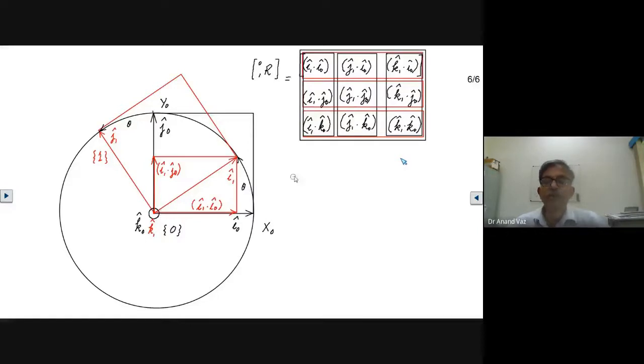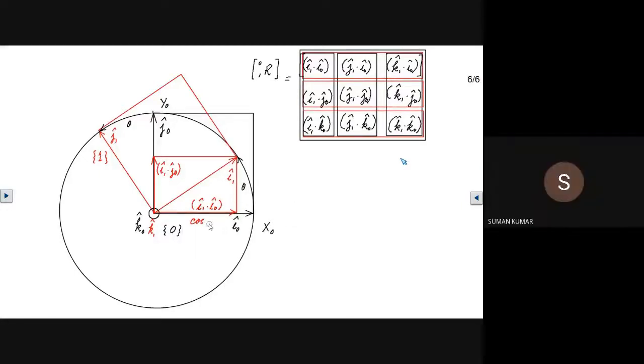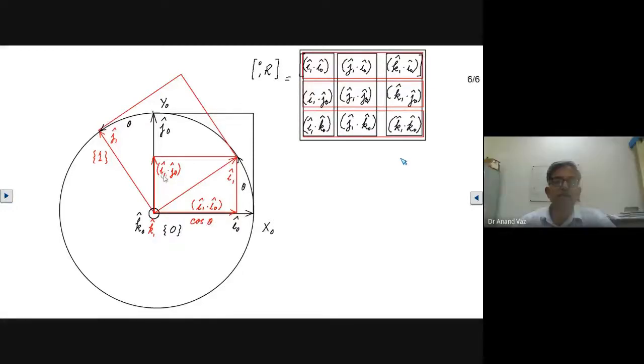Now what is I1 dot I naught in terms of theta? You see, the magnitude of this is 1, the magnitude of this is 1, and the dot product is the cos of the angle between them. So this is equal to cos of theta. Do you agree? Yes, sir.